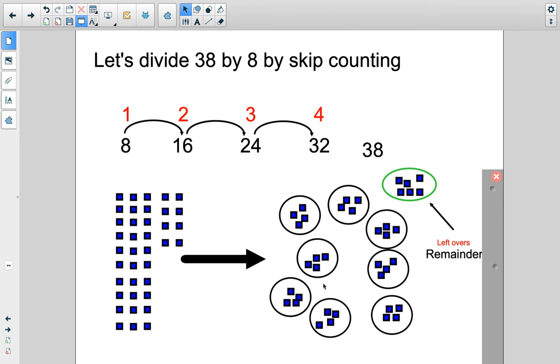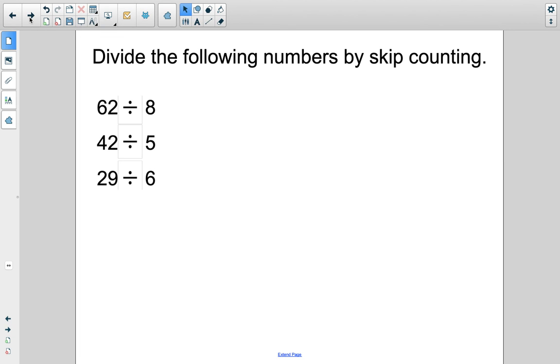So if I take the number 38 and divide it by 8 groups, I have 4 in each group. And then there's 6 left over. So 38 divided by 8, divided into 8 groups, gives me 4 in each group. So 38 divided by 8 is 4 with 6 left over.